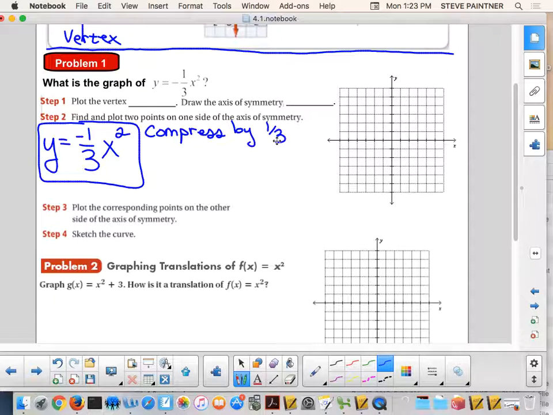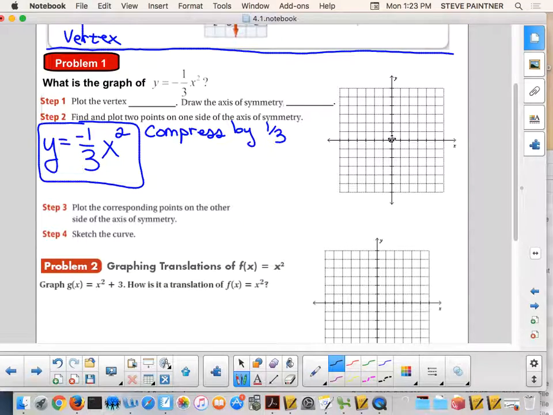Okay, so here's the deal. When you say compress it by 1/3, you're saying vertically compress it. That means your up and down movement. Every time you tell me to go over 1, up 1, I'm not going to go over 1, up 1. I'm going over 1, up 1/3 of what you just said. Okay, so here we go. What does the parent look like?